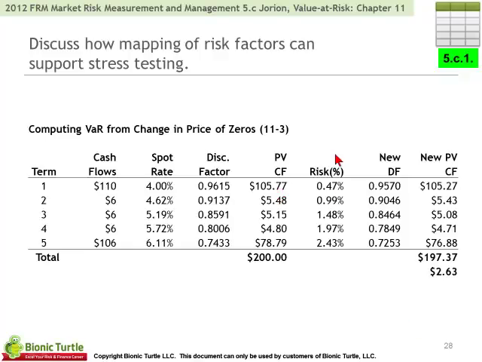And then the aim is to discuss how mapping of risk factors can support stress testing. And so there's a left panel and a right panel here. In the left panel, we've got the cash flows, the spot rates, and then a discount function, a set of discount factors that allows Jorion to compute the present value of the cash flows, or the price of 200 million. So you see how we've got the two bond portfolio and its cash flows, present valued or discounted by the term structure of spot rates, gives us the market value of 200 million.